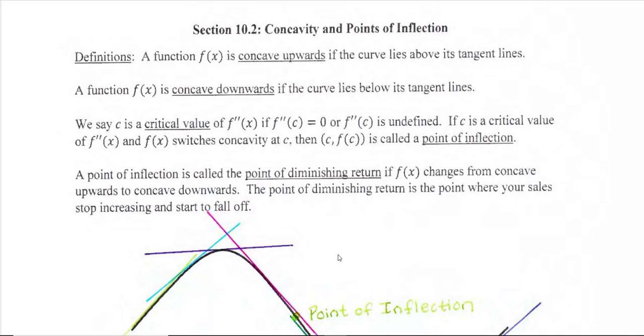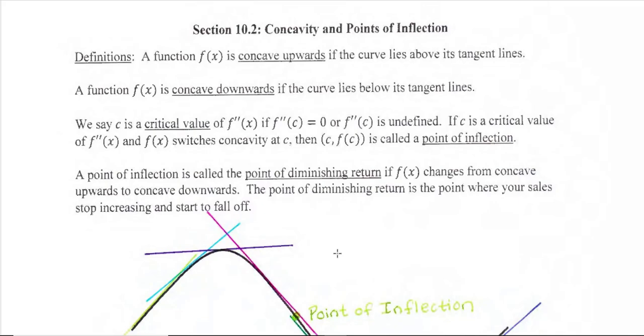If c is a critical value of the second derivative and your function switches concavity at c, then the ordered pair c comma f of c is a point of inflection. So it doesn't matter if you go from concave upwards to concave downwards or concave downwards to concave upwards. If your function switches concavity at c, then c comma f of c is a point of inflection.